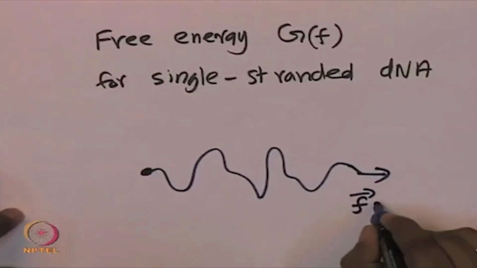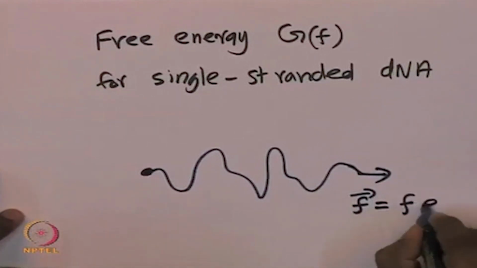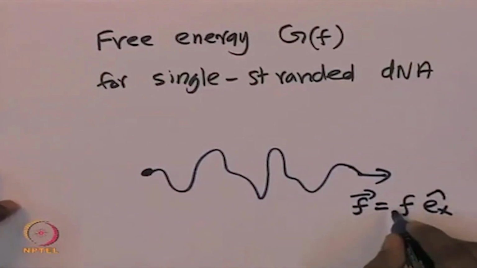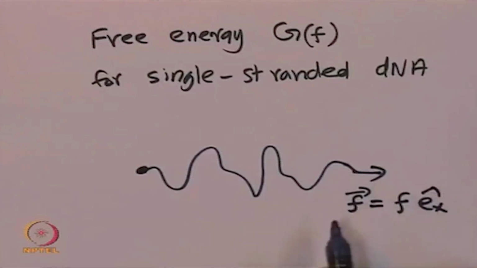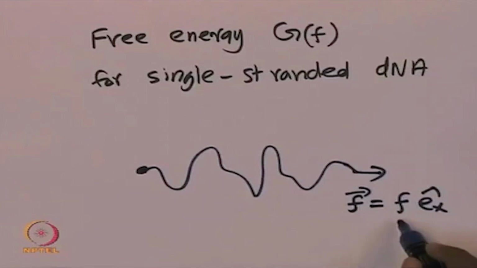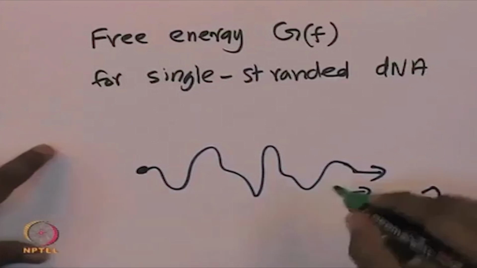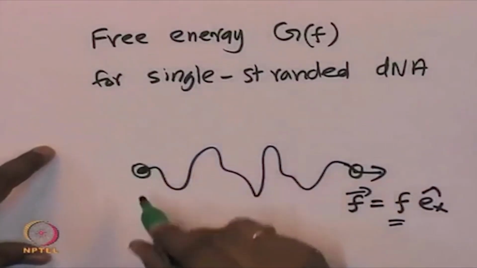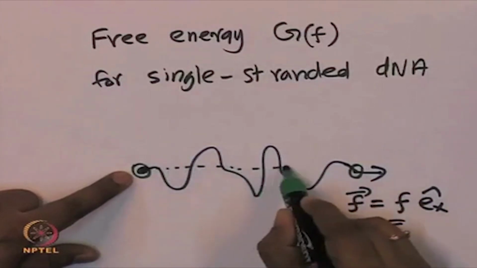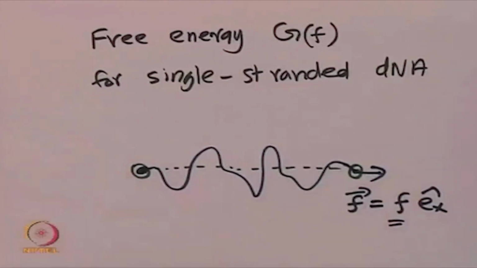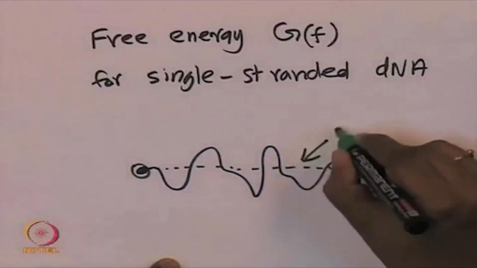Let this force F be applied in the x direction. So, this is F e_x. It has the magnitude F, and it is applied in the x direction. This is the force we are going to apply on the DNA, and for a given value of F, we want to measure the distance from this point to this point, this end-to-end distance for a given force. So, this is r.